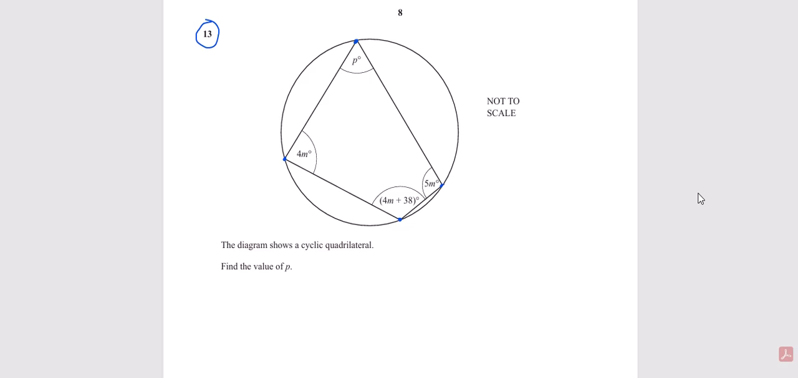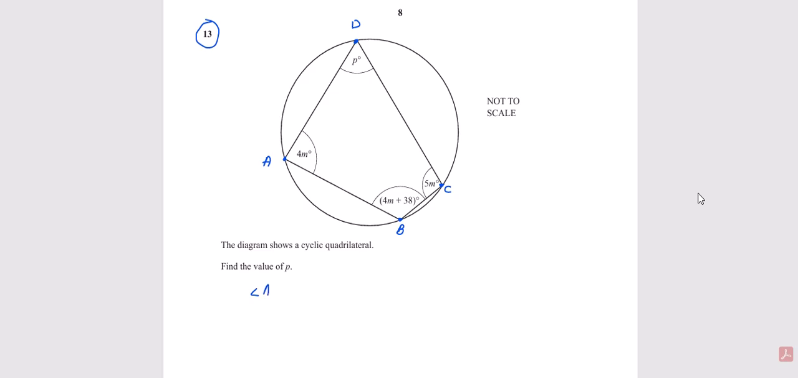So in a cyclic quadrilateral, opposite angles are supplementary. So let us say that this is angle A, this is B, C, and this one is D. So angle A and angle C, the sum of these angles is equal to 180. So using the supplementary angle concept.